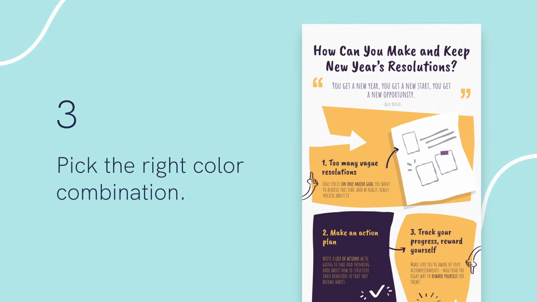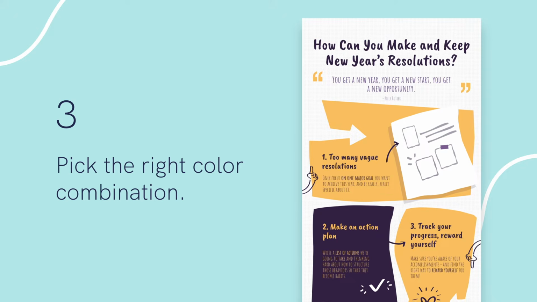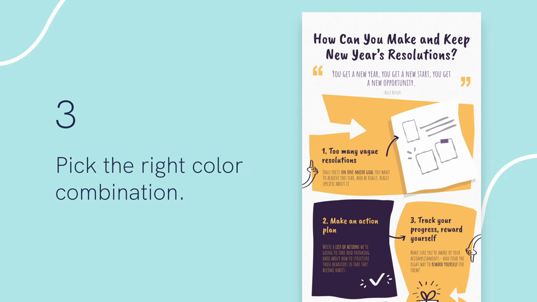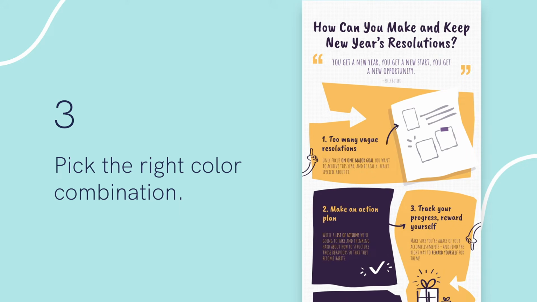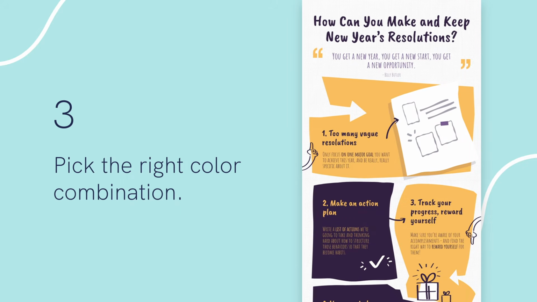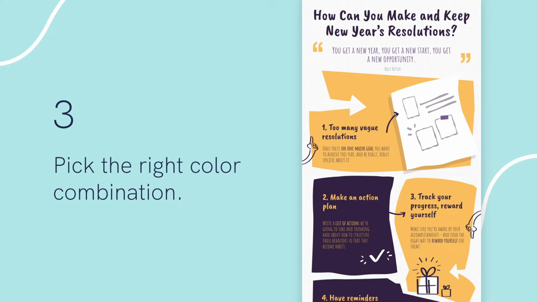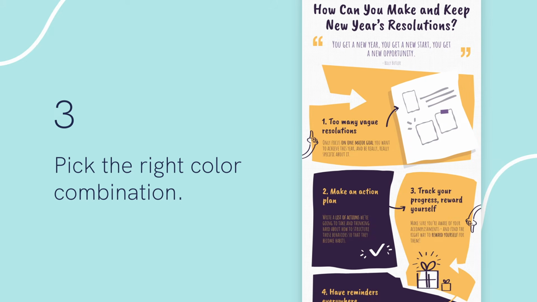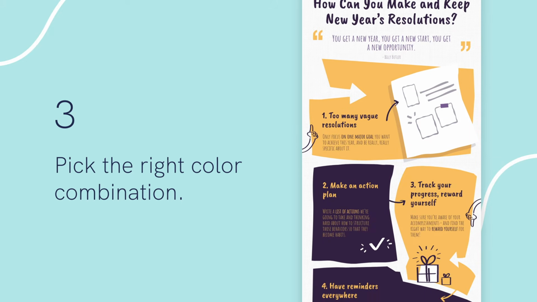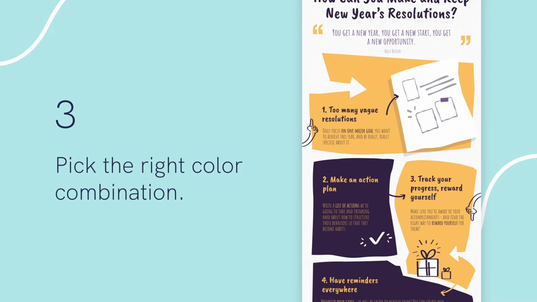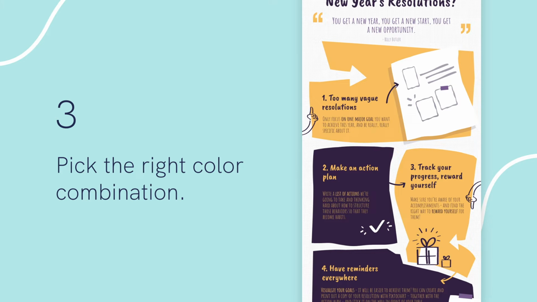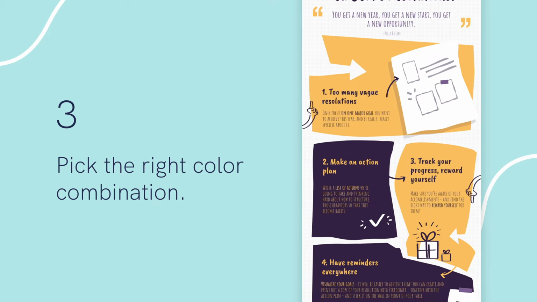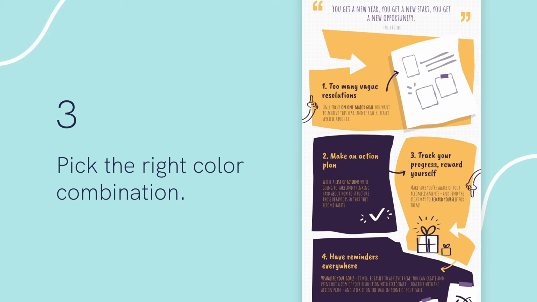Third, pick the right color combination. Make your infographics come to life by putting more thought into your colors. The right color combination can either make or break your infographic. Aside from shapes and lines, colors can set the mood of your infographic and dictate how it will impact your readers. Plus, research does reveal that the human brain uses colors and shapes to detect and discriminate objects.